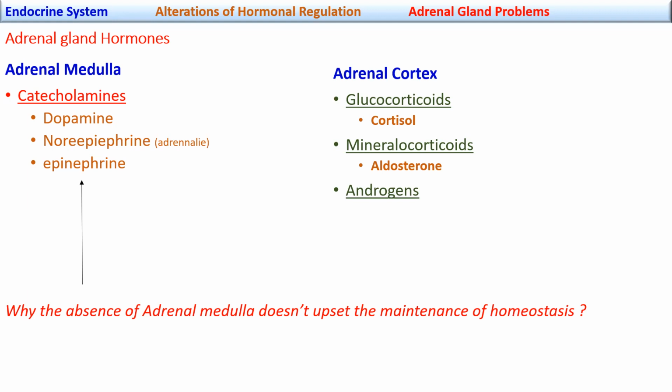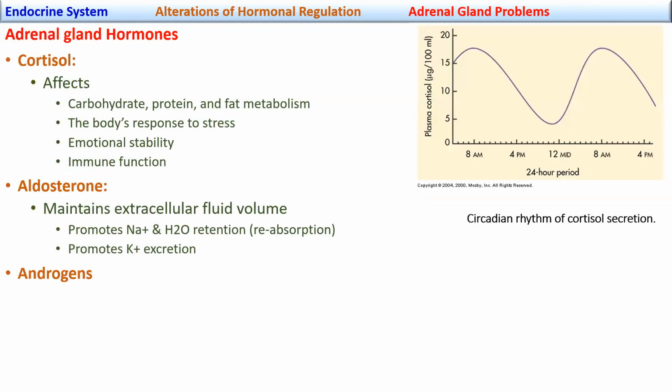and androgens as well. However, the adrenal medulla, the inner tissue of the gland, produces dopamine, norepinephrine, and epinephrine. Obviously, we can say that the absence of the adrenal medulla doesn't really upset the maintenance of homeostasis, because we have other organs and tissues in the body other than the adrenal gland that can produce these hormones. But the two main hormones usually produced from the adrenal gland are cortisol and aldosterone.